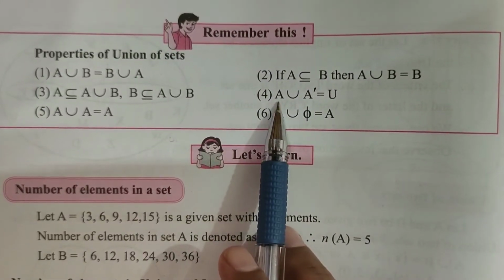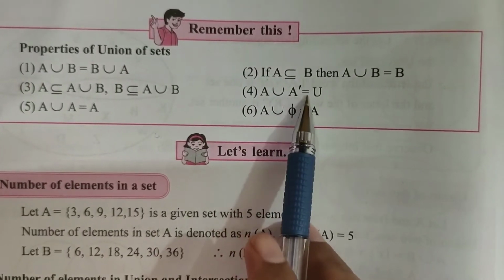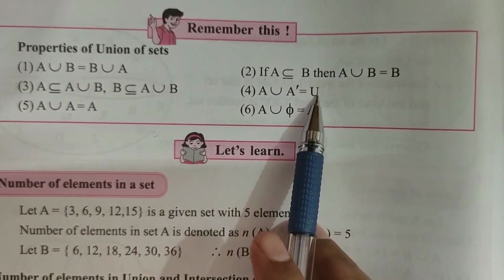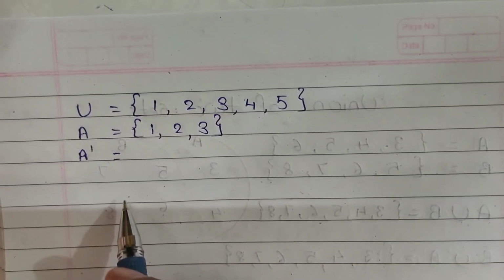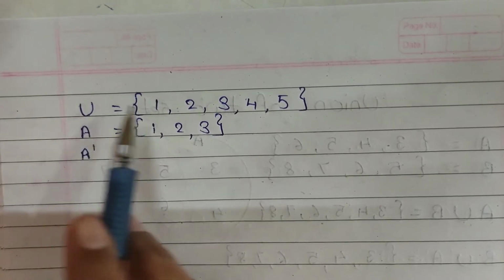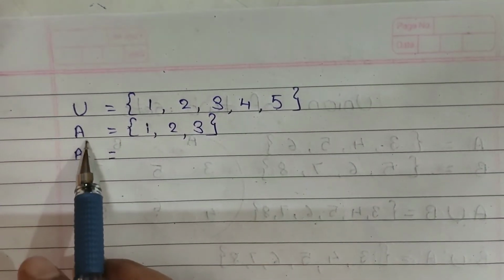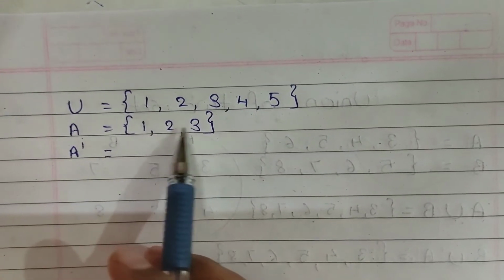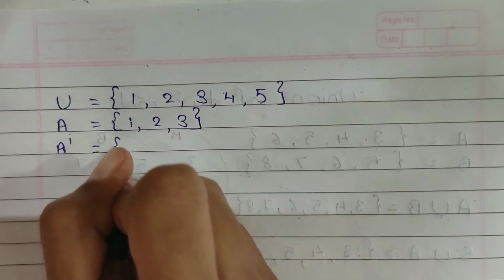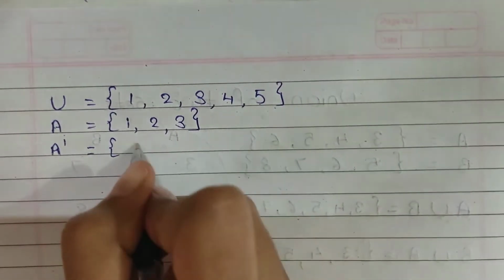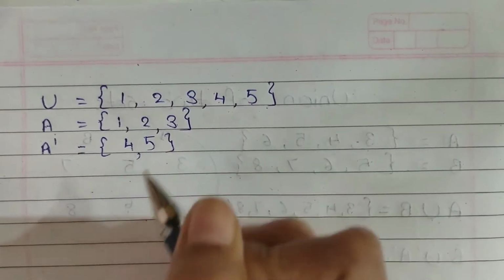Now the fourth one: A union A complement is equal to the universal set. Now let's understand through an example. If I have universal set 1, 2, 3, 4, 5 and set A with the elements 1, 2, 3, the complement of A will be 4 and 5.